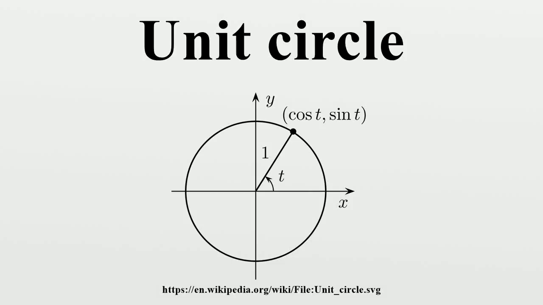In mathematics, a unit circle is a circle with a radius of 1. Frequently, especially in trigonometry, the unit circle is the circle of radius 1 centered at the origin in the Cartesian coordinate system in the Euclidean plane. The unit circle is often denoted S1. The generalization to higher dimensions is the unit sphere.